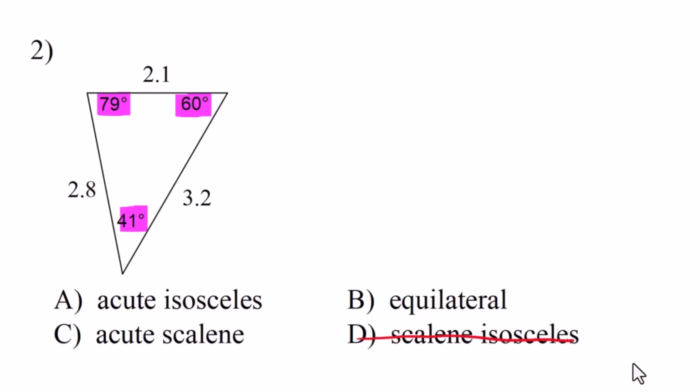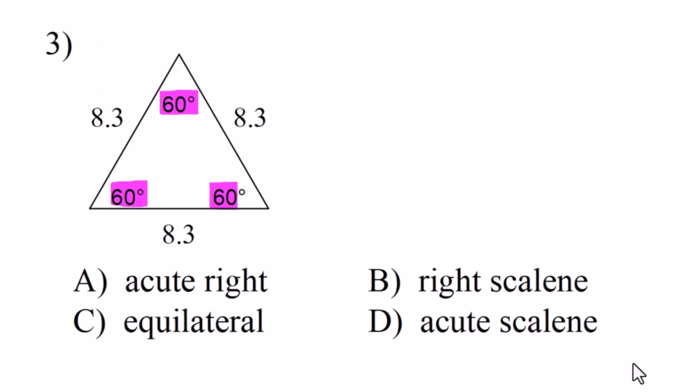It is not equilateral. It's going to be one of these two. And I look at the side lengths. This is why I know it's not equilateral. All the angles are different, so all the sides are going to be different. And that means it's not isosceles. It's got to be the scalene choice, C. 60 degrees means that this thing is not a right triangle. There are no 90-degree angles inside this triangle. So they're all acute. And look at the sides. They're all the same length. So I'm going with equilateral.